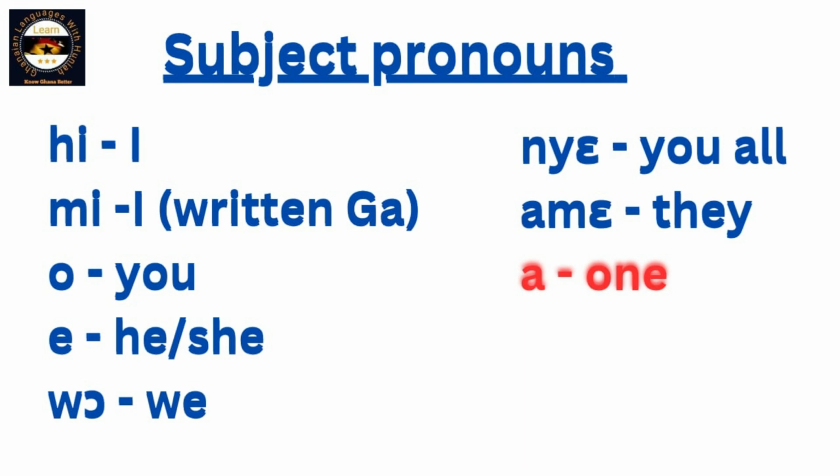A can translate as one or someone, and I'll talk about a going forward. So let's make some examples with from he to ame.